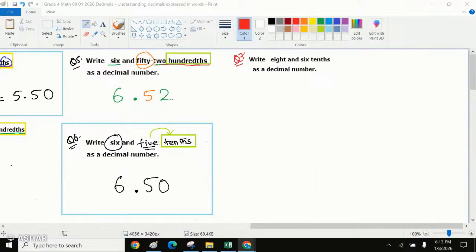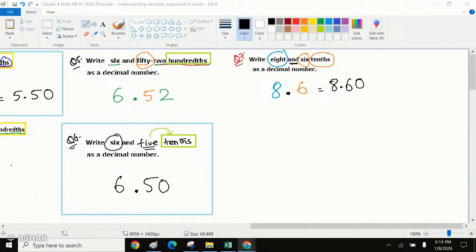Okay. Write 8 and 6/10 as a decimal number. So how can we write? We can say that this is an 8 and refers to the decimal, right? And 6/10. That means, yes, we can also write 8.60. Thank you so much. Thank you, May. It's correct. Adibe, it's also correct. Okay.